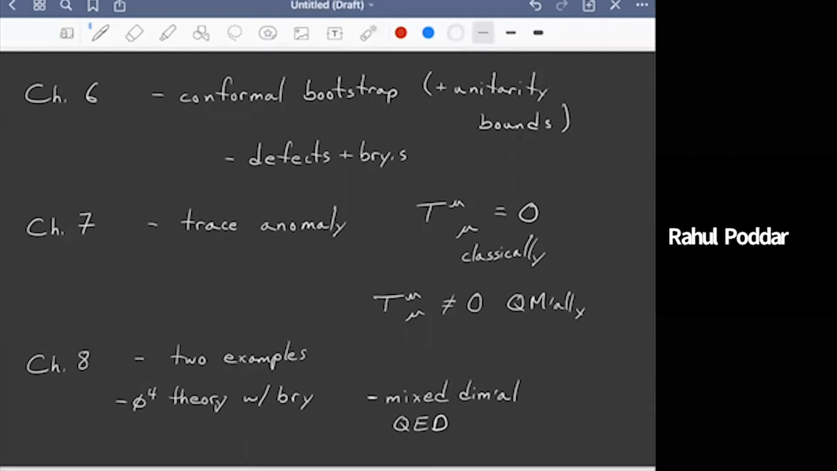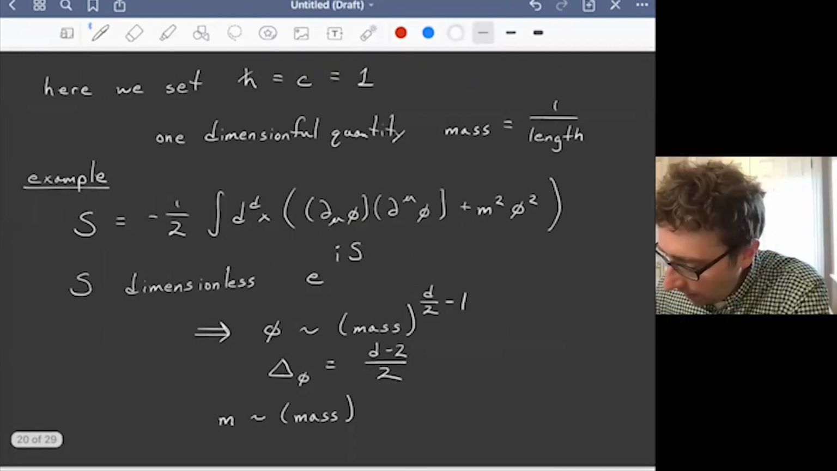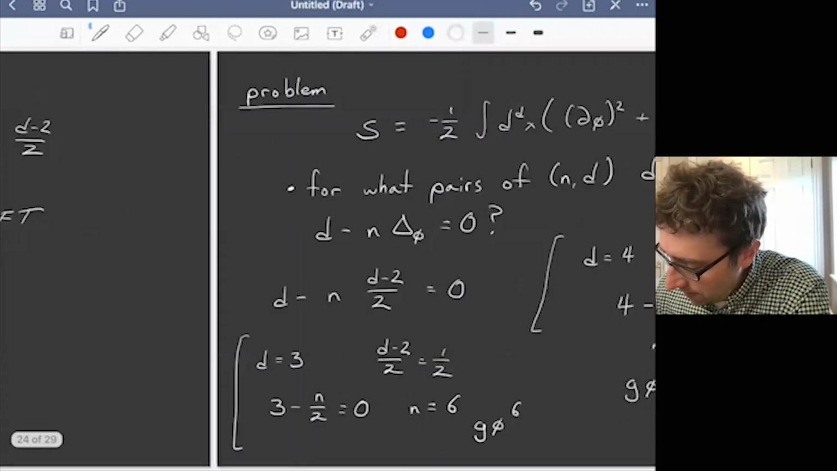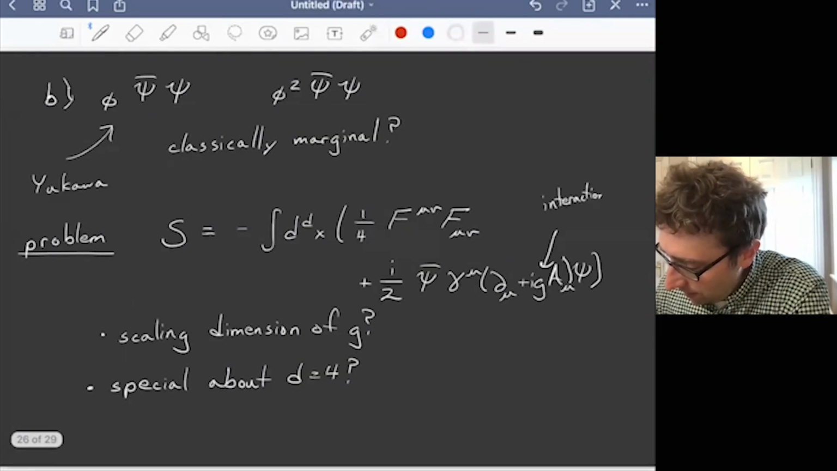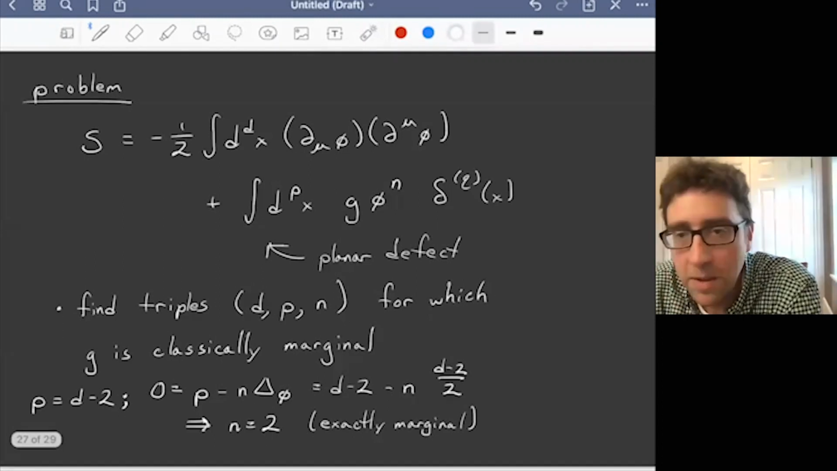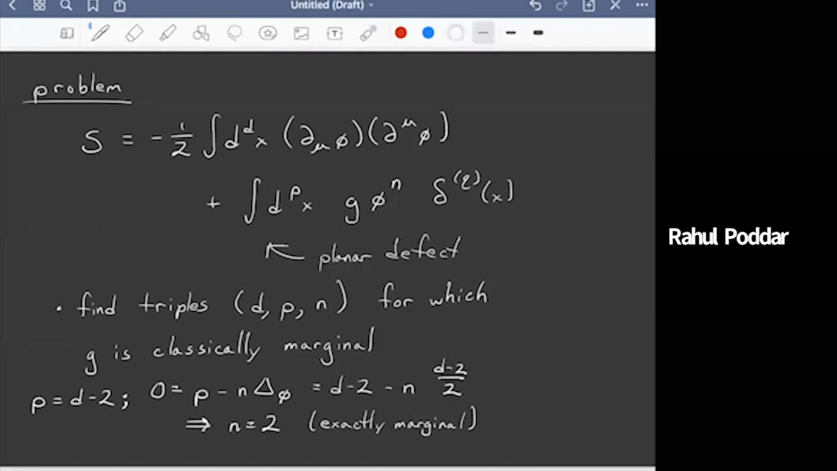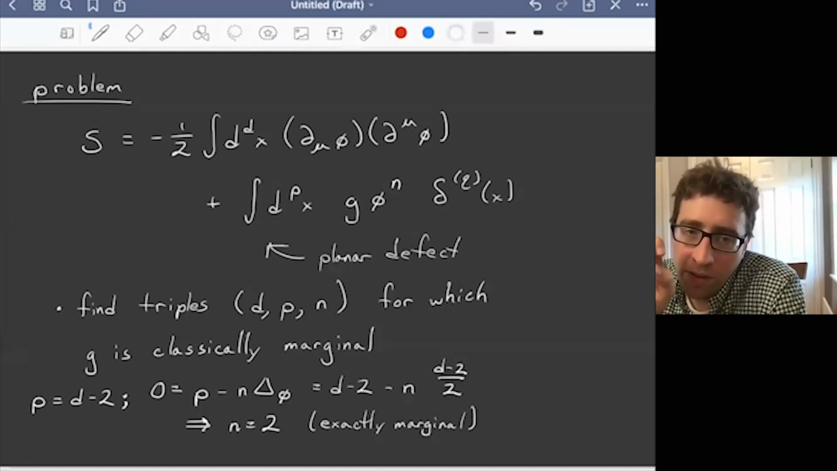Yeah, you introduced the defect, the example with the phi to the n delta q. What does this interaction, this term, exactly mean? I don't think I fully understand. You're saying that these fields have an interaction which is localized on the boundary. If you do it from a quantum field theory point of view, with Feynman diagrams, the interaction vertex has to be on the defect.